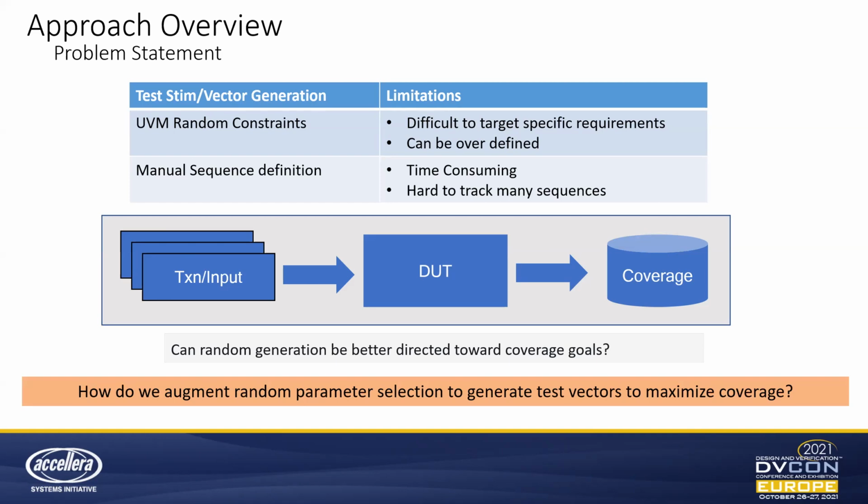So if random test cases are defined from this, we can ask, can random selection be augmented to better direct coverage closure? Or put simply, can we do directed random stimulus, as we discussed in the previous slide?